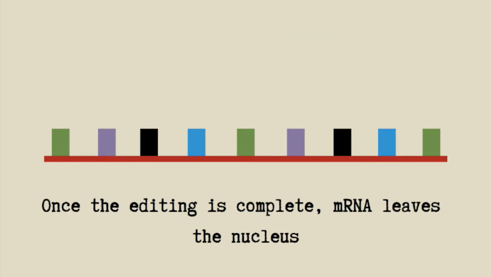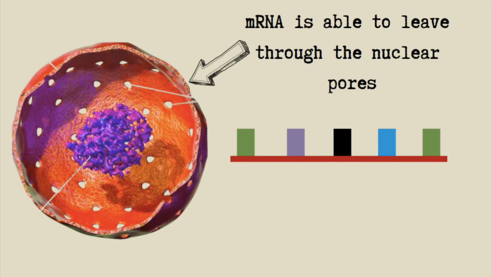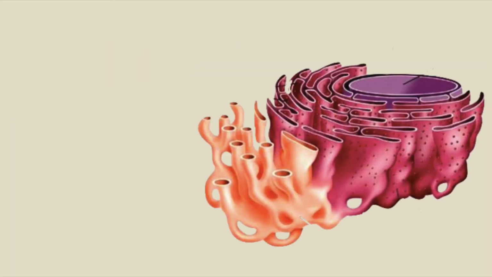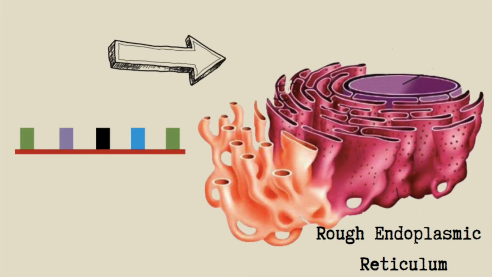The mRNA strand then goes through a bit more processing, then is ready to leave the nucleus. The final edited mRNA strand is called mature mRNA, then leaves the nucleus through the nuclear pores. After leaving the nucleus, the mRNA strand goes to the rough endoplasmic reticulum. This is where translation happens.